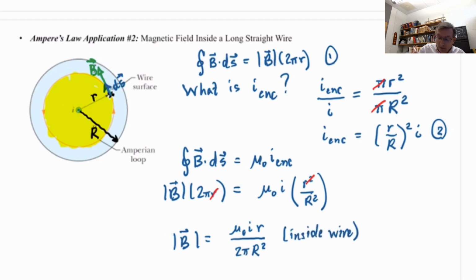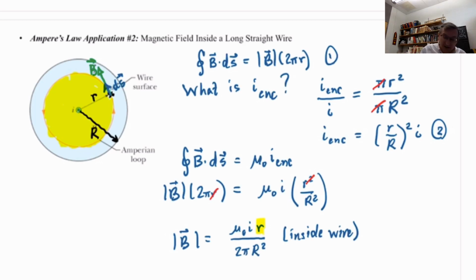And notice the variable, which is little r, is upstairs. Everything else is a constant. So in the interior part, notice if little r is 0, B is 0. The magnetic field grows as you go farther away from the center.